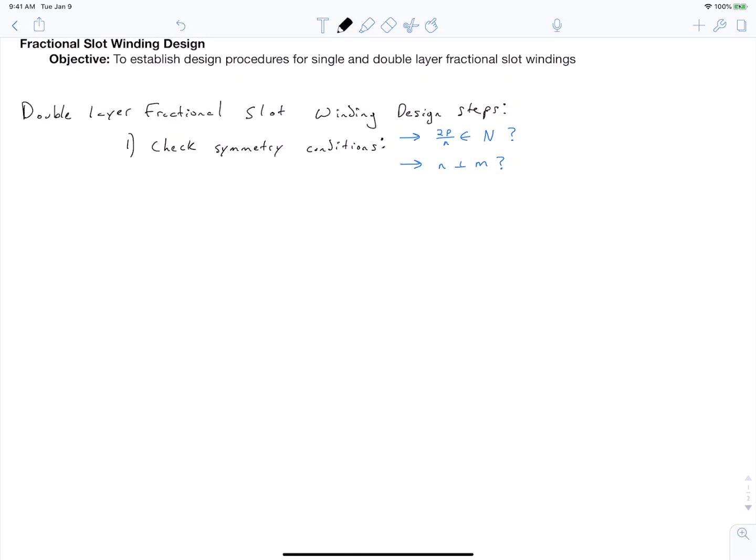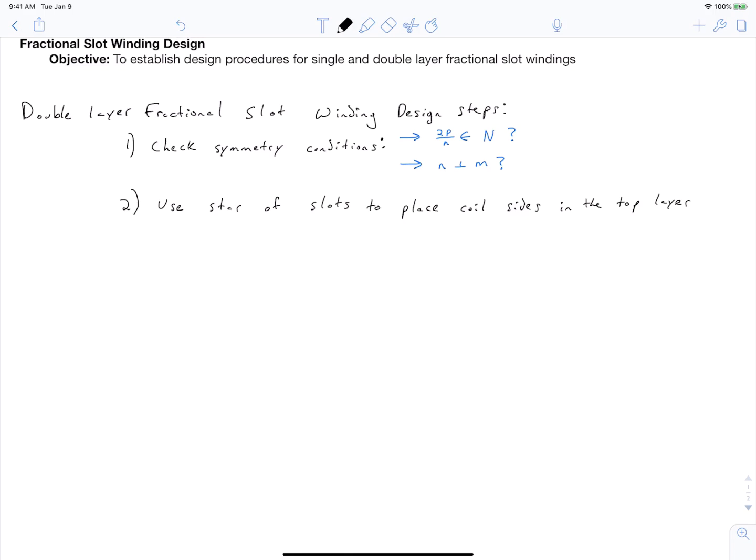And the first step for designing a fractional slot winding is that we need to check the symmetry conditions. We need to specifically check these two conditions that I've put in blue. The first condition is making sure that we have an integer number of coils per phase, and we can check that by making sure that 2p divided by n is an integer. And the second condition is that we need to make sure that n is coprime to m. If these conditions are a surprise or confusing to you, I encourage you to go back and review the video on symmetry conditions for fractional slot windings.